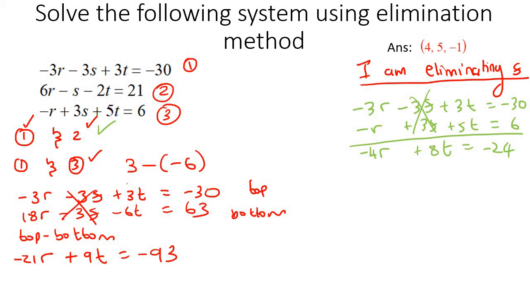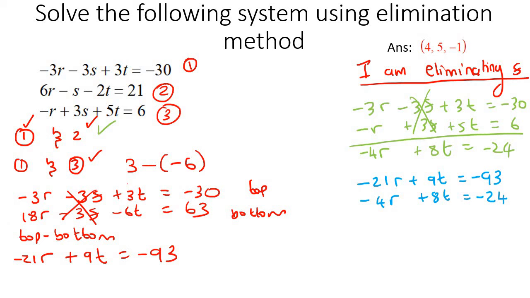We have two equations with two variables, and we know how to solve that. We've done that in previous sections a lot. And so what we end up now with is negative 21r plus 9t equals negative 93. I'm just rewriting it over here. And then the other one is negative 4r plus 8t equals negative 24.